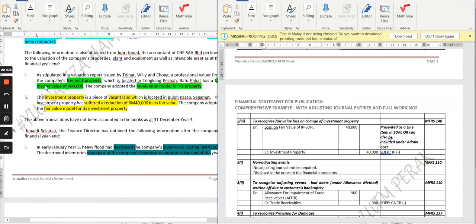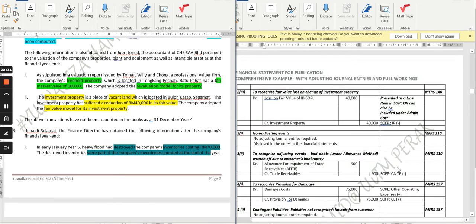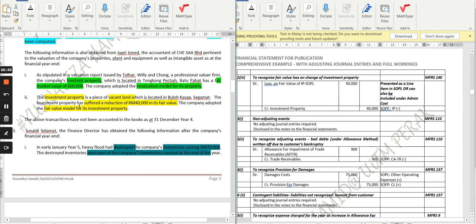Next, number 2.1 here. As stipulated in the valuation report issued by Tolha, Wiley and Chong, which is the professional valuer firm, the company freehold property which is located in Tongkang Pecah Batu Pahat has a fair value of 600,000. That has been done earlier. Now we are doing number 2.3. For 2.3, that was on IP. Investment property is a piece of vacant land which is located in Buluh Kasah, Segamat.